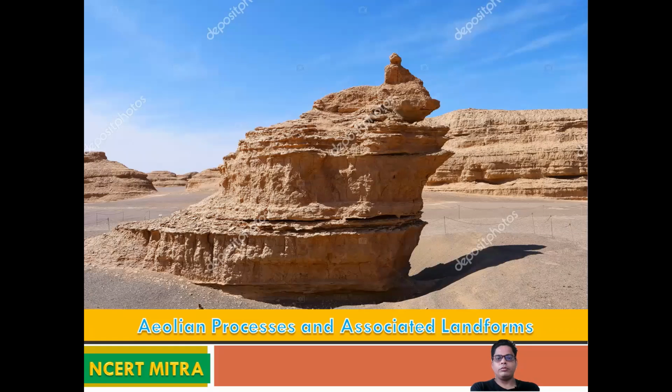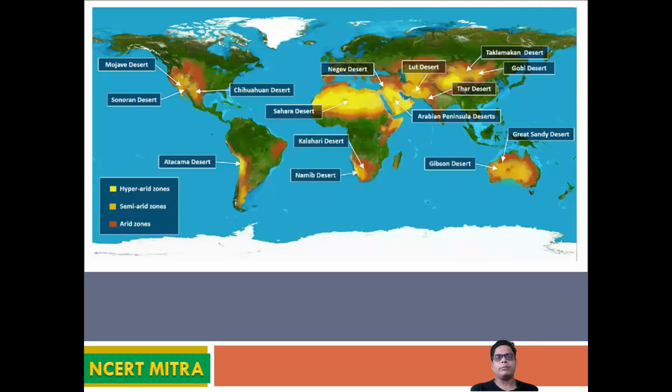In this video, we are going to start a new chapter. The chapter name, perhaps you can see in my background, is Aeolian Process and the Associated Landforms. Particularly in this chapter, we are going to discuss the landforms which are developed in desert areas, or arid or semi-arid areas, because of the work of the wind. Okay, so let's start.